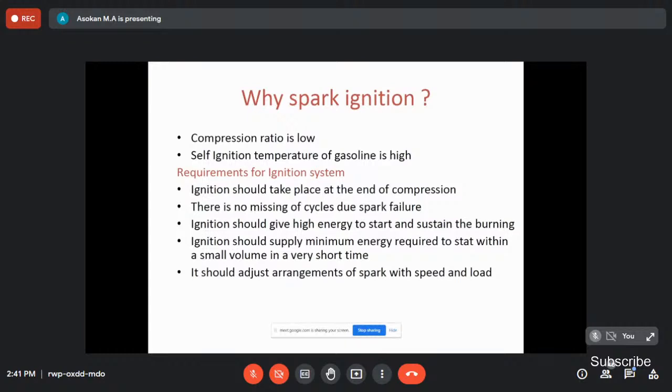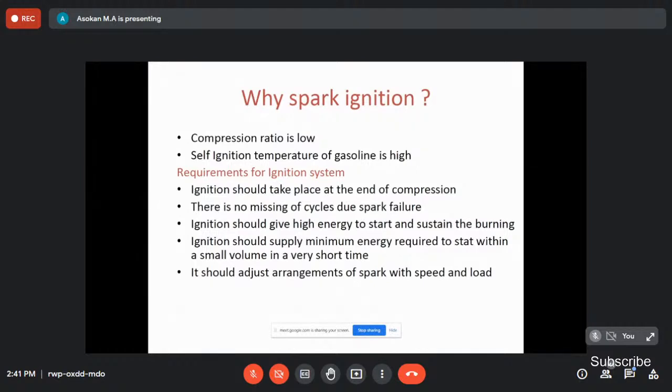So what are the requirements of the ignition system? Ignition takes place at the end of the compression, so we can set the system like this. There should be no missing of cycles due to spark failure. Sometimes failure may occur, but it is not accepted. Out of around 200 power strokes, in some cases 190 and 10 missing cycles, so only 190 power strokes like that.